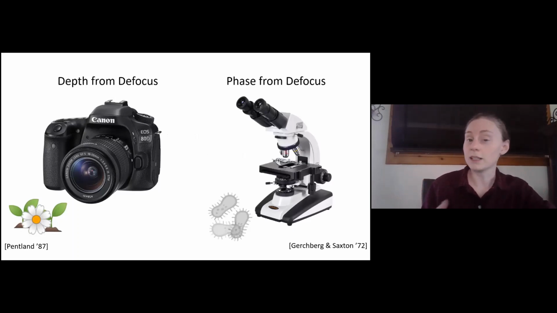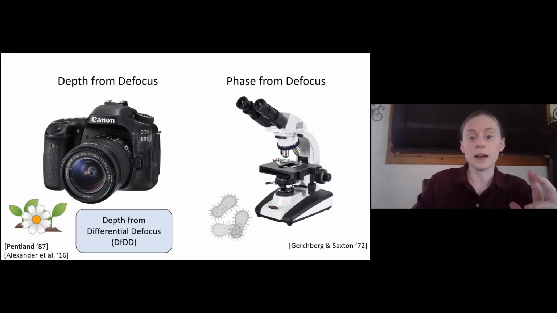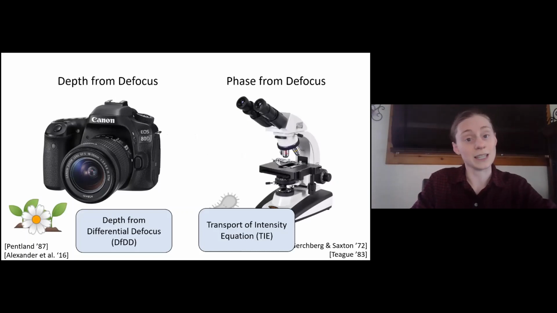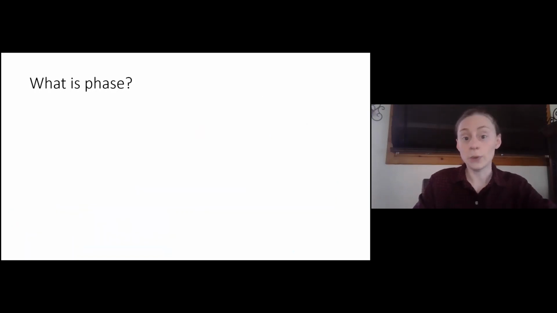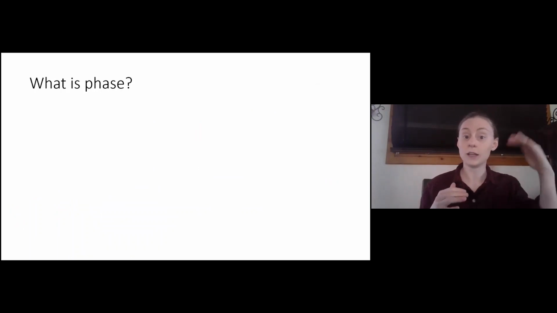Both of these problems have been considered in a differential setting, with depth from differential defocus in photography and the transport of intensity equation, or TIE, in microscopy. We show that by connecting these two equations, depth from defocus can be seen as a special case of phase retrieval. As a quick review, phase refers to how far along a wave we are, like if we're sitting at a peak or a trough.